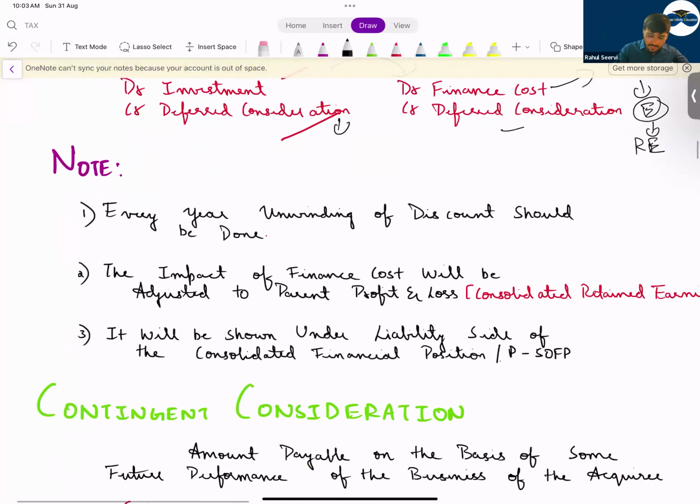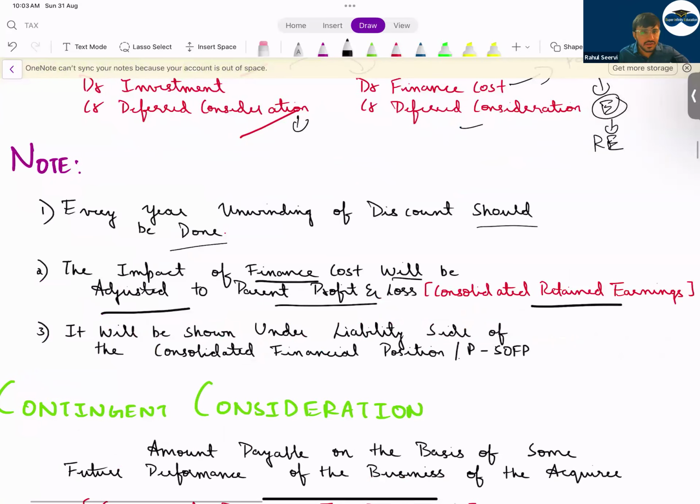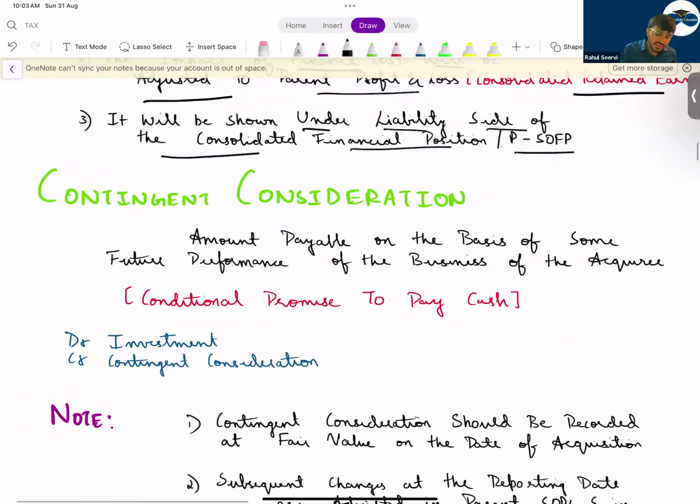Every year, unwinding of the discount should be done. The impact of finance cost will be adjusted to profit or loss, that is consolidated retained earnings. In your P&L, where will you take this? In the finance cost category. It should be shown under the liability side of the consolidated financial statement, that is the parent's SOFP. Then coming to contingent consideration.